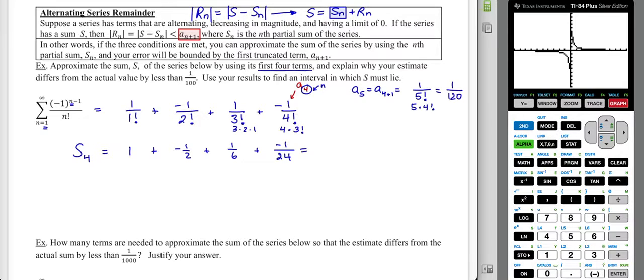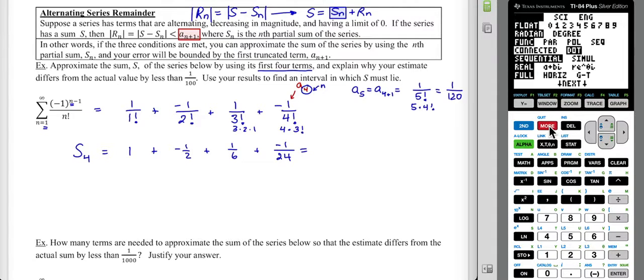So I would need this sum. Now, if you want, you can use the calculator in sequence mode. Well, I'm sorry, parametric mode.